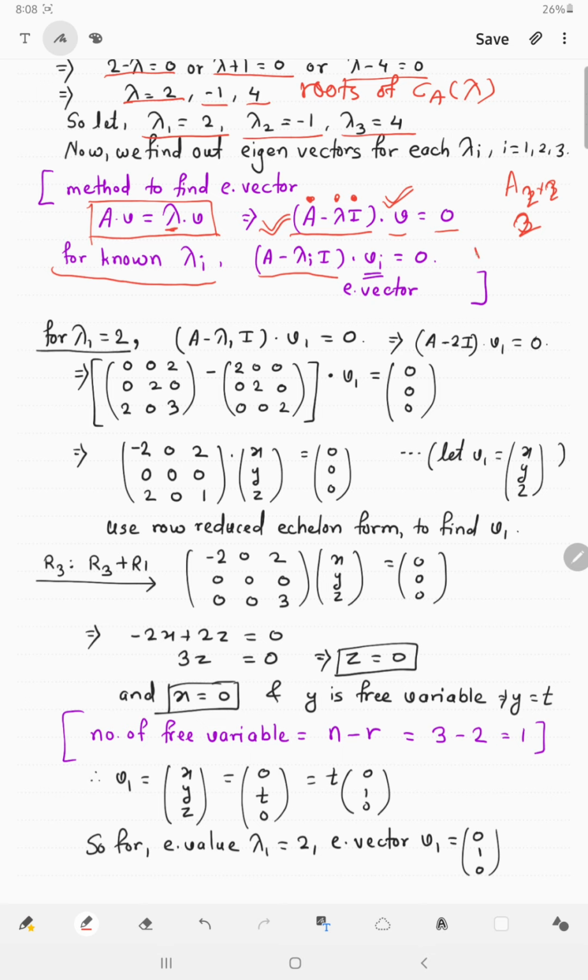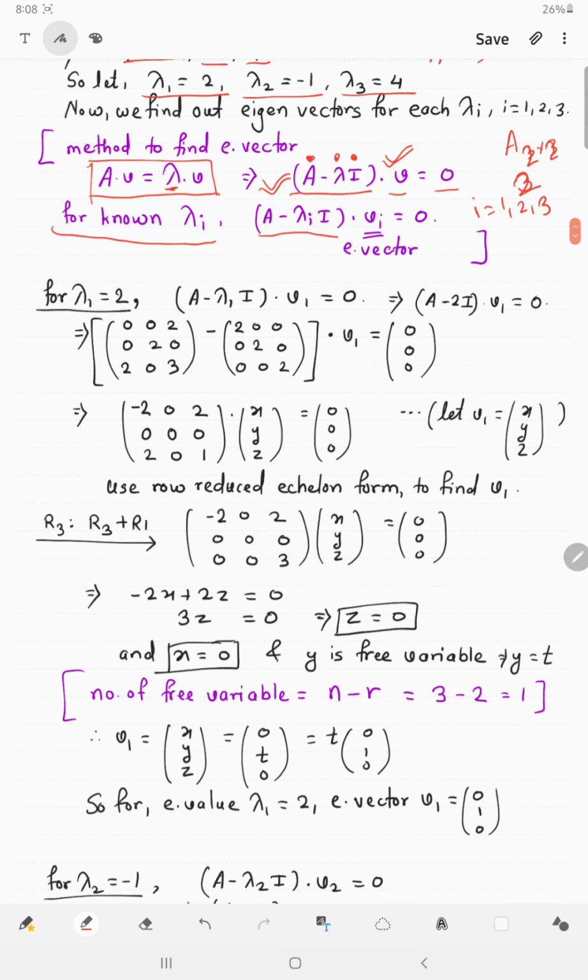I can be 1, 2, 3, as here there are 3 eigenvalues, so I take choices for i as 1, 2, 3. Now first, for lambda 1 equal to 2, how do we do this? Just put i equal to 1, so I will get (A minus lambda 1 I) into V1 equal to 0. Lambda 1 is 2, so (A minus 2I) into V1 equal to 0. Here this is A, this is 2 into the identity matrix, only diagonal entries change.